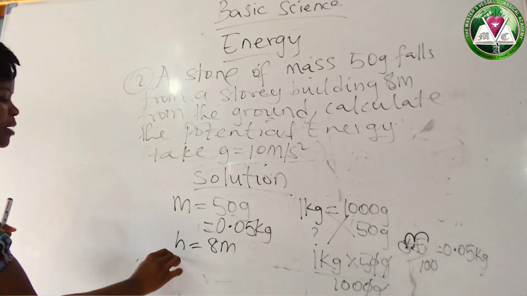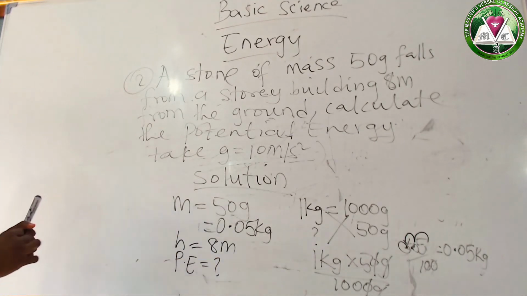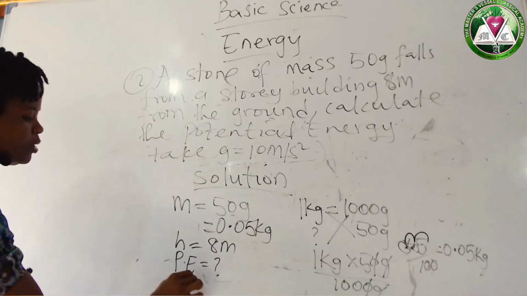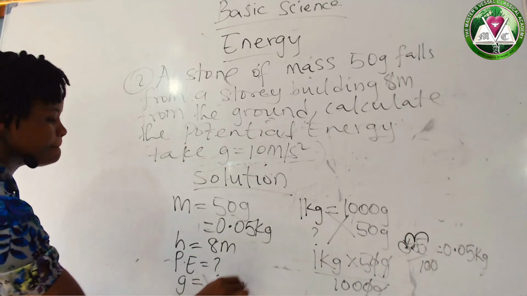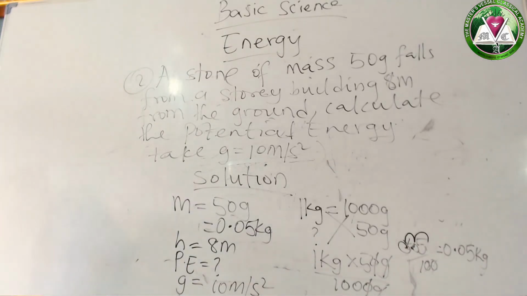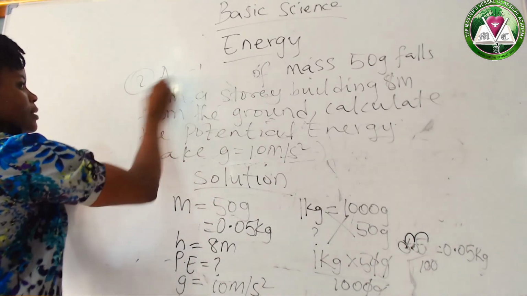Then it says calculate the potential energy. Potential energy we don't know. That's what we are calculating. Take G equals to 10 meters per second square. So let me write up here so that I can see it.